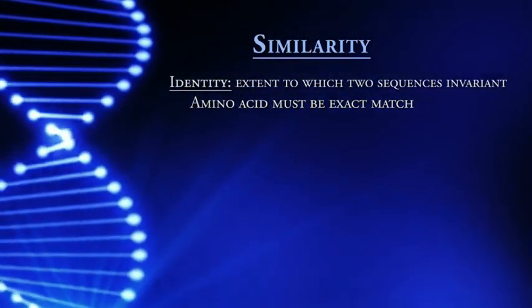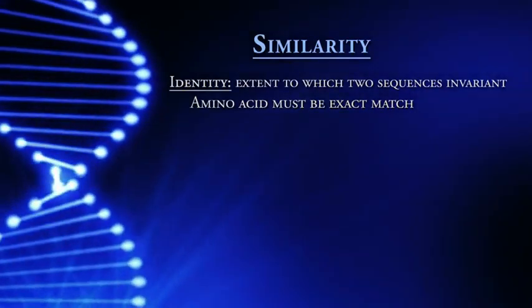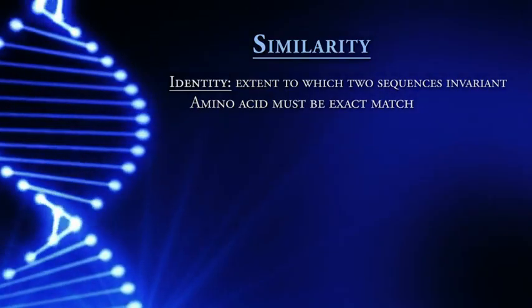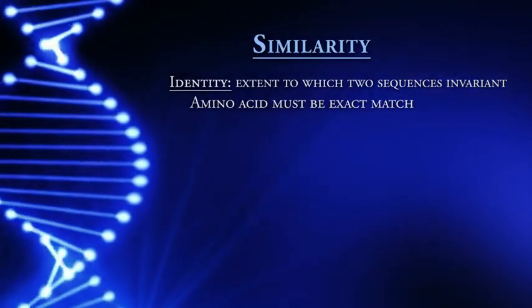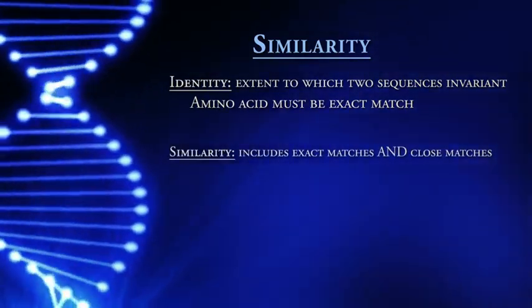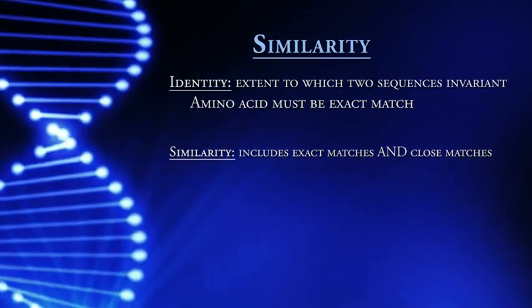Let's look at the similarities, but first let's start with identity. Identity is the extent to which two sequences are invariant, meaning the amino acids have to be an exact match. So in that alignment, 87% of the positions had an exact match. However, similarity includes the exact matches and what are called close matches. We also call those conserved matches.